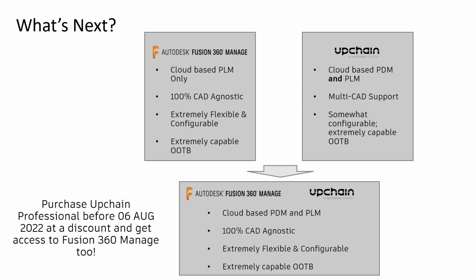until early next month, maybe another week or so, if you were to buy Upchain today, you can not only get it at a discount, but also get access to Fusion 360 Manage. So I think this is the direction things are moving. Eventually, this stuff's going to become sort of squashed together somehow, where your file management can be in the cloud and the data and process can be in the cloud as well.